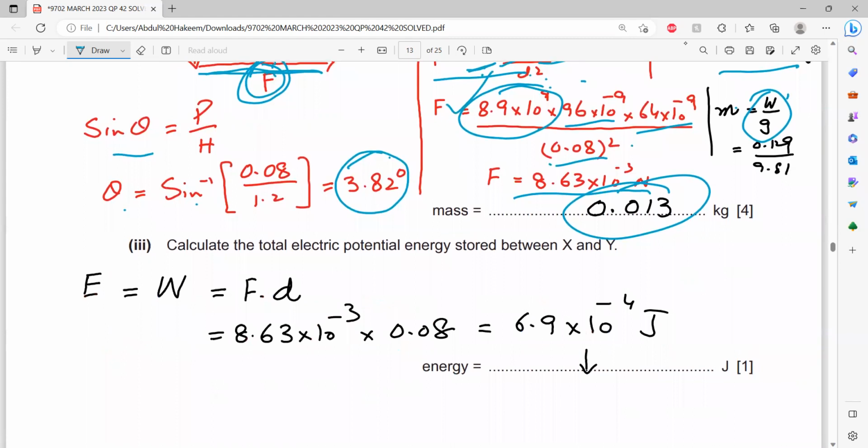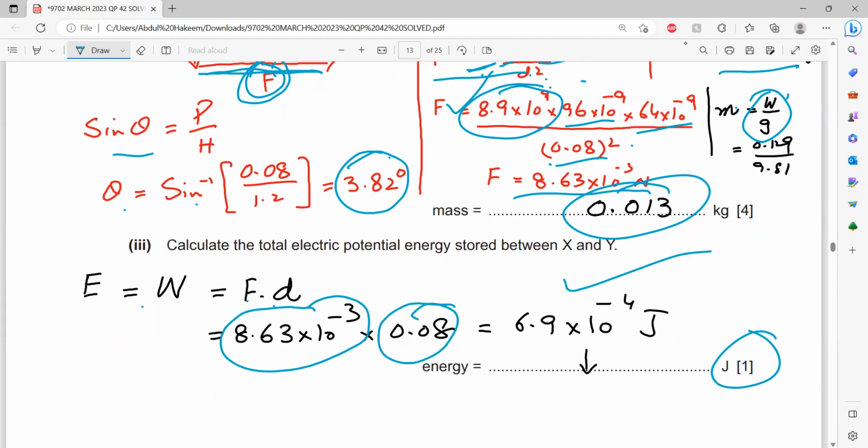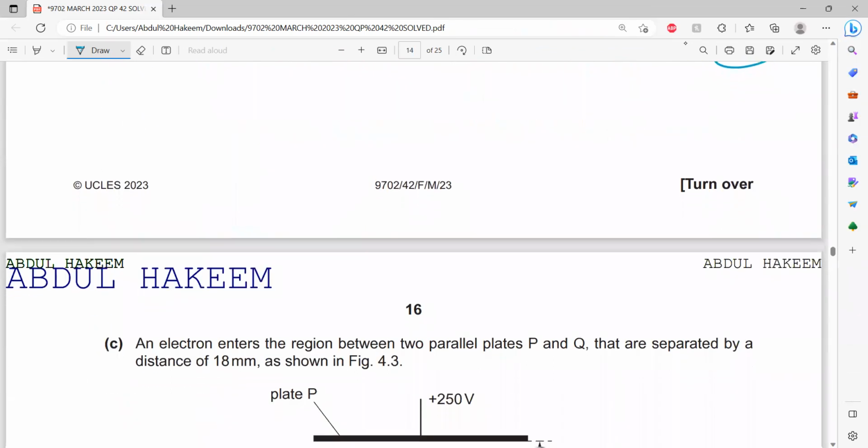Calculate the total electric potential energy stored between X and Y, just 1 mark. So energy is work, which is F times D, so F electric is this, and the distance of the repulsion is 0.08, so this is the answer for the energy, in joules.